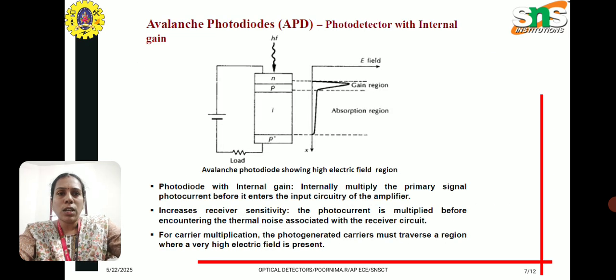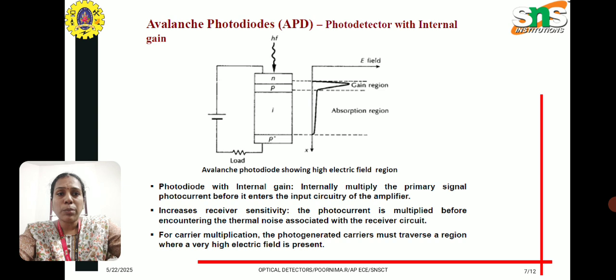Next we can see the avalanche photodiode. It is a photodetector which provides high gain. It consists of four layers: n-type, p-type, then intrinsic region, and then again a p-type layer. Here the I region is the intrinsic region and the p region is heavily doped. It provides avalanche multiplication, which provides high gain, and also increases the receiver sensitivity.